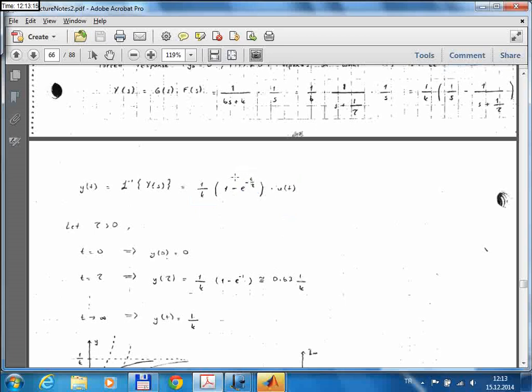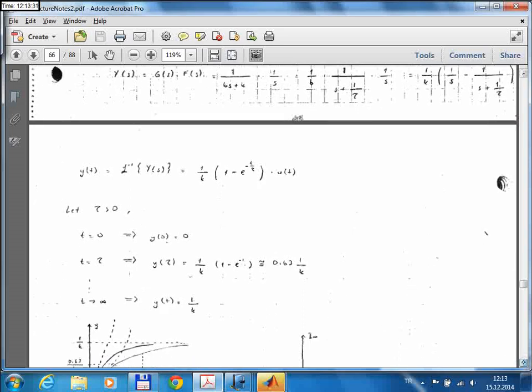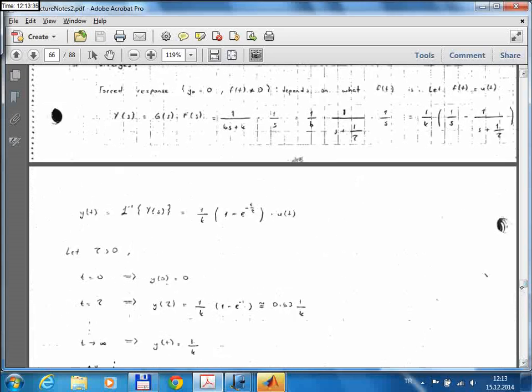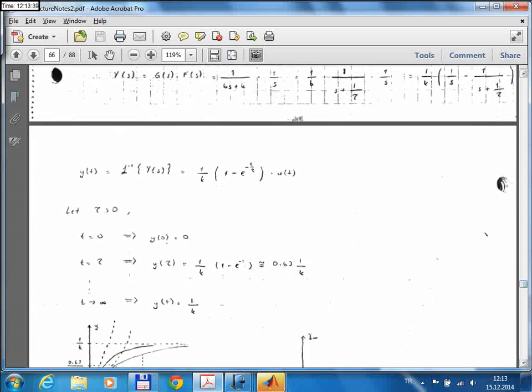That means if the time constant is negative, which means the pole is on the right half plane, then the response grows. Or if the time constant is positive, which means the pole is on the left half plane, in that case the response converges to a certain value, and that value depends on how big the input applied is.